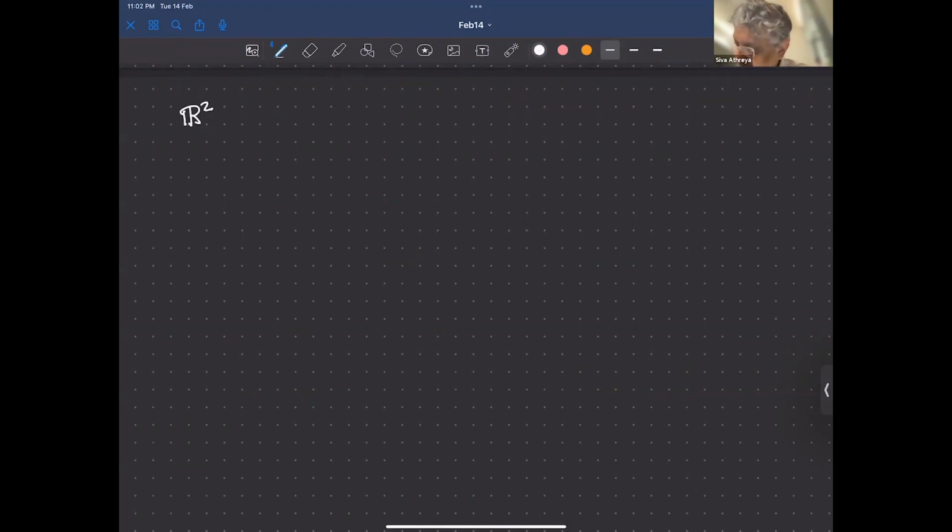Let's take a simple matrix, A 2 cross 2. In our case we call it X, but let's call it A 2 cross 2. Let's say 2, minus 1, 4, minus 2. Let me try to understand various things about this matrix.